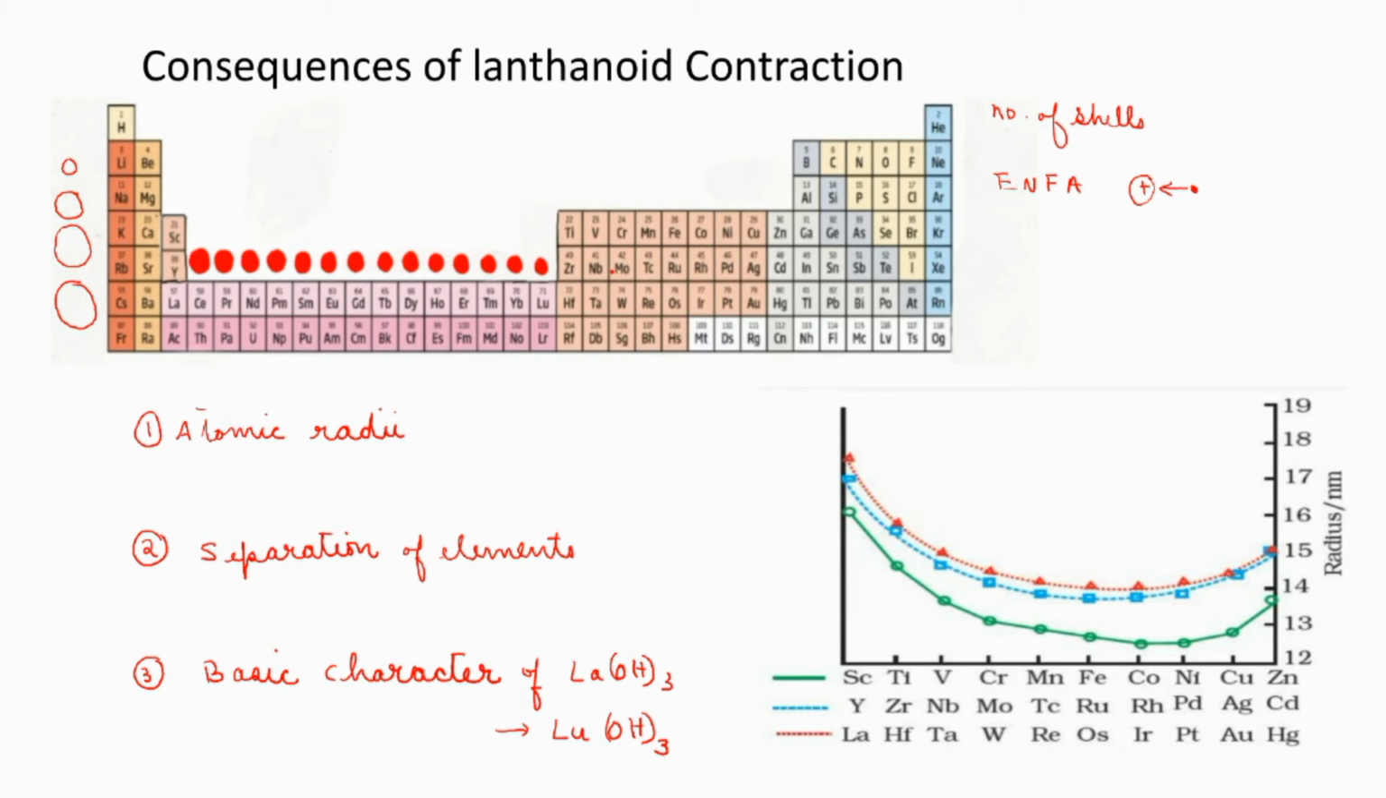So if we are considering the group 3 elements, scandium, yttrium and lanthanum, the size of the atom increases down the group. If we are considering group 4 elements, titanium to zirconium, definitely atomic size increases. But from zirconium to hafnium, we are expecting an increasing atomic size, but zirconium and hafnium will have almost the same atomic radii. What's the reason? That is due to lanthanoid contraction.